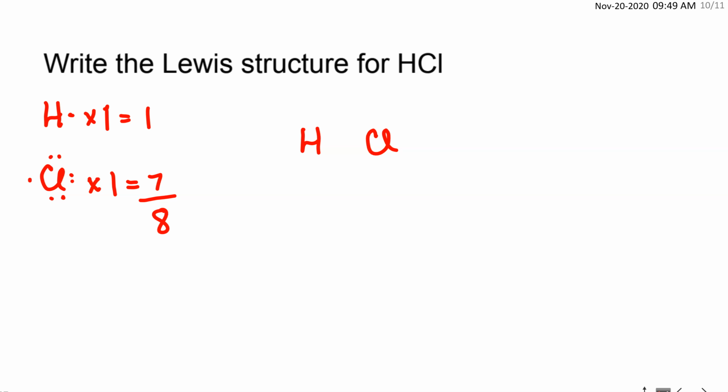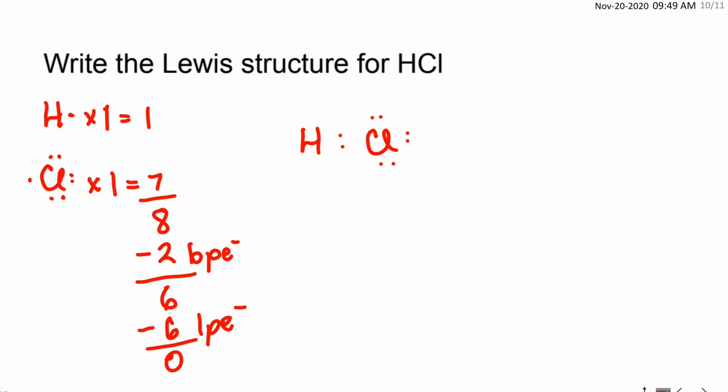Now I connect the outer atom to the inner atom with a bonding pair. Okay, so that takes up 2 for my bonding pair electrons. I have 6 left. Now they never go on hydrogen. Okay, hydrogen does not get an octet. Hydrogen has a duet, so those extra electrons are going to go on chlorine. 1, 2, 3, 4, 5, 6. 6 lone pair electrons. I have no valence electrons left over.